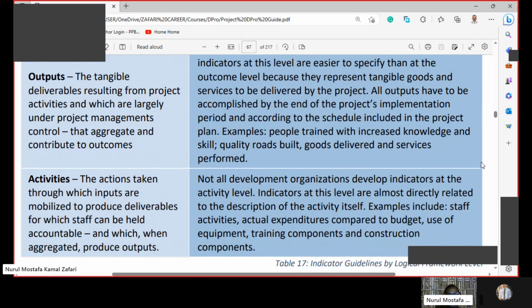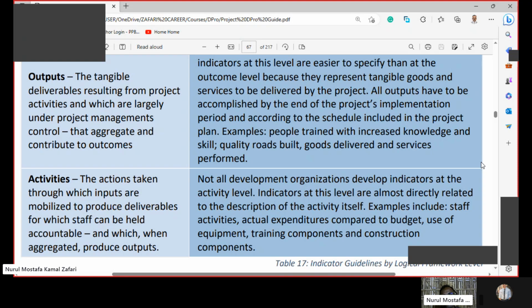Okay, now output. Outputs are the tangible deliverables resulting from project activities and which are largely under project management's control that aggregate and contribute to outcomes. Indicators at this level are easier to specify than at the outcome level because they represent tangible goals and services to be delivered by the project.